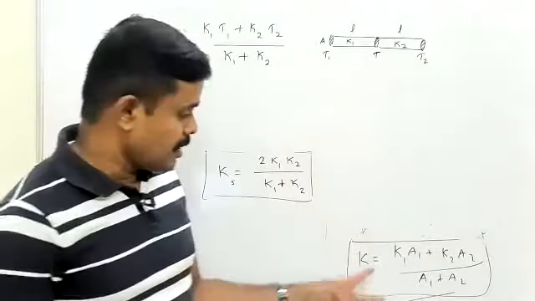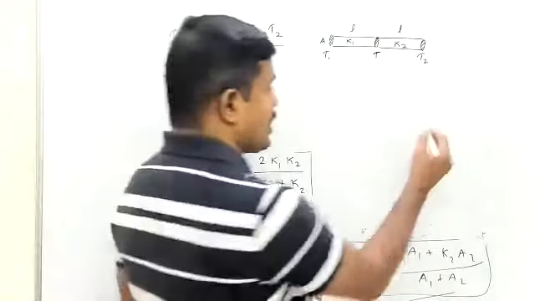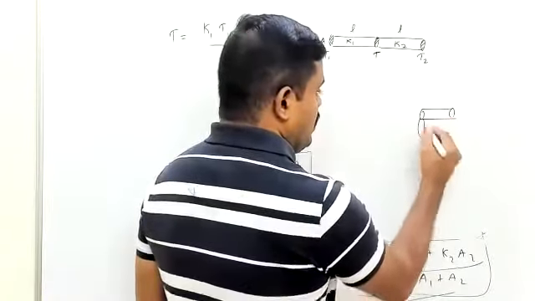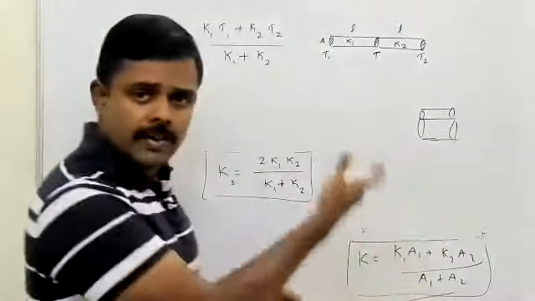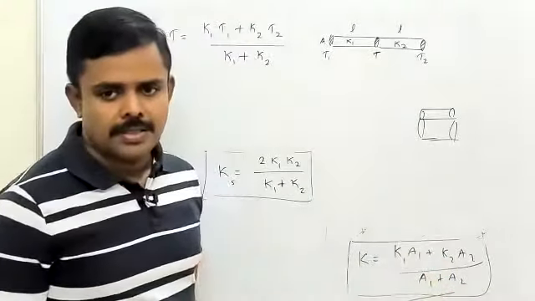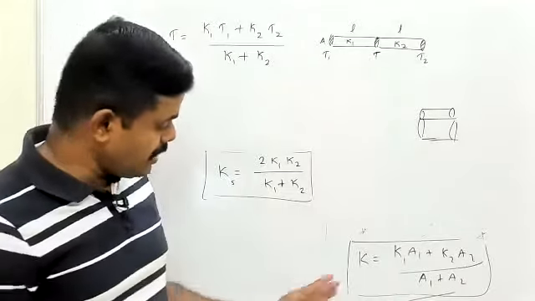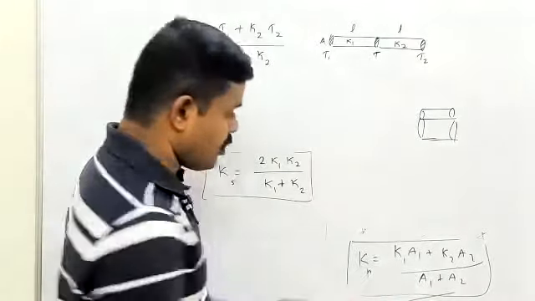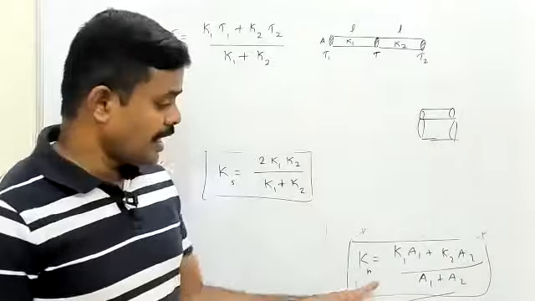If different areas are connected like this in parallel, they can even give the same area. You put A by 2, A by 2, and you will get (K1 + K2) by 2. Anyway, if they are connected in parallel, the equation is (K1A1 + K2A2) by (A1 + A2).